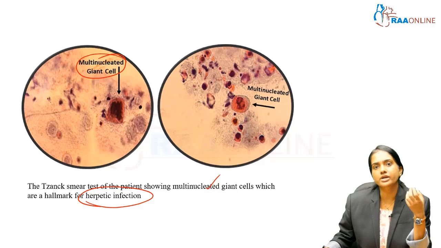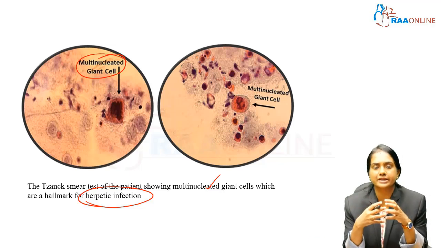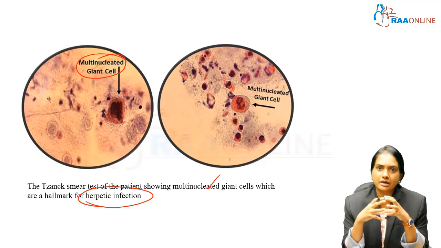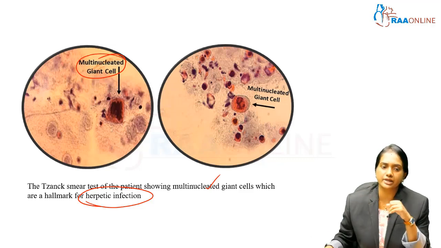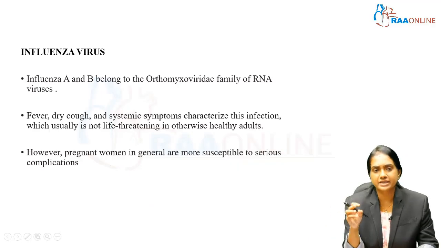So what do multinucleated giant cells mean? It is nothing but a cluster of cells. There might be a cluster of monocytes or a cluster of macrophages, which is called multinucleated giant cells. Now moving on to the next virus, influenza virus.